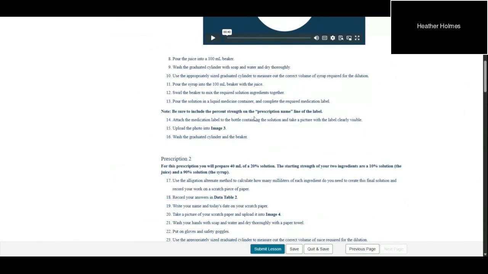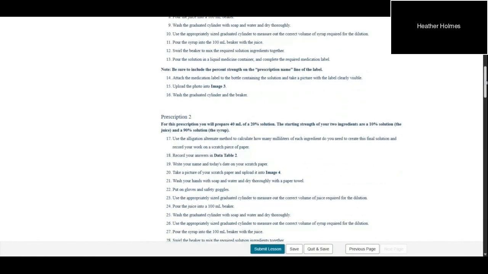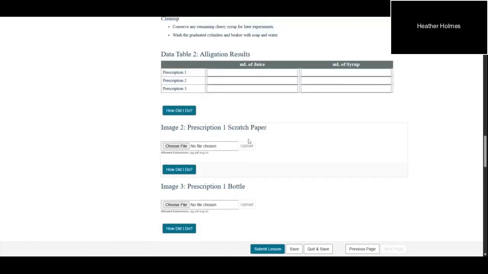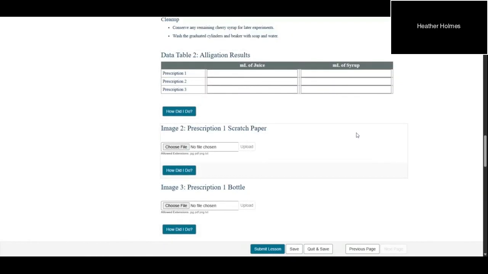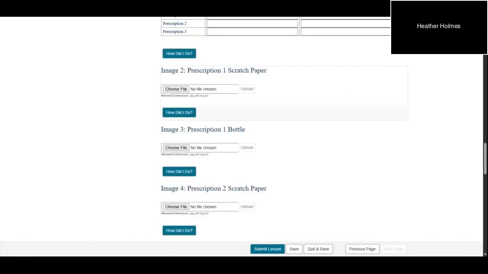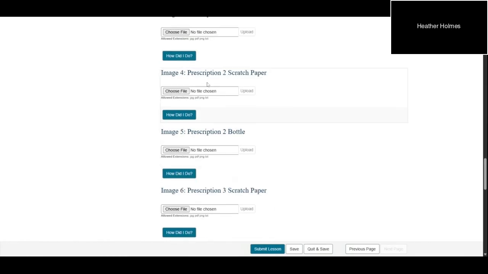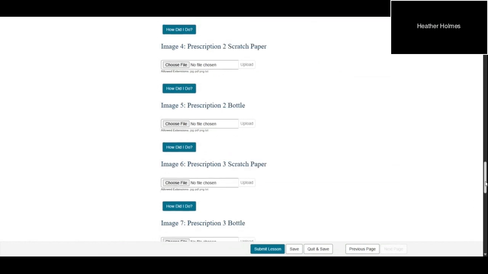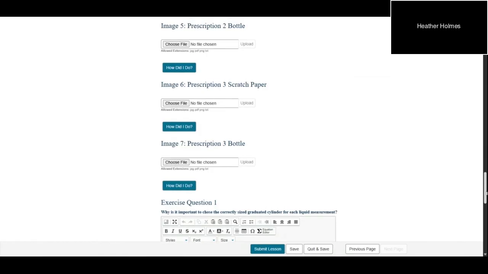And again, after you fill out the required field for the label and you attach it to the bottle, you take a picture of it and you would upload them. There's a spot, and they all are labeled after the data table. For the first prescription, you have the math and then the labeled bottle, and then again for the prescription 2 and 3. So you want to make sure that you're getting all of your pictures in, because I know it's hard to keep track. There's so many pictures for this one.